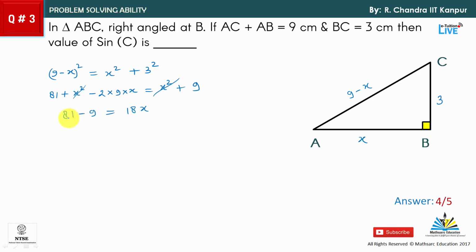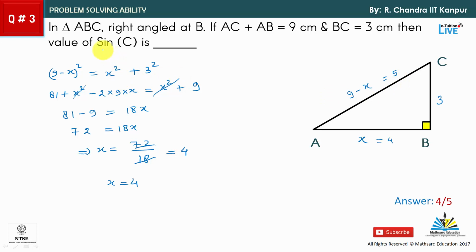If you subtract 9 from 81, you will get 72 is equal to 18x. This implies x is equal to 72 upon 18, and this will be 4. So you can have x is equal to 4. So if this is equal to 4, then this is also 9 minus 4 is equal to 5. So 3, 4 and 5.